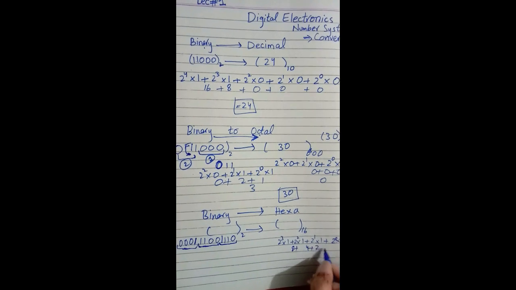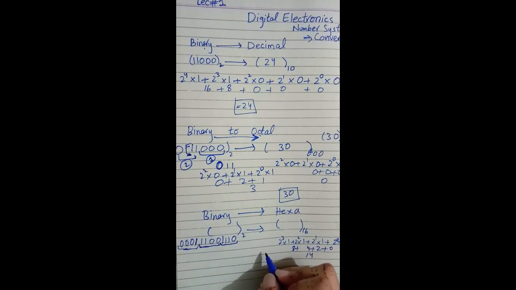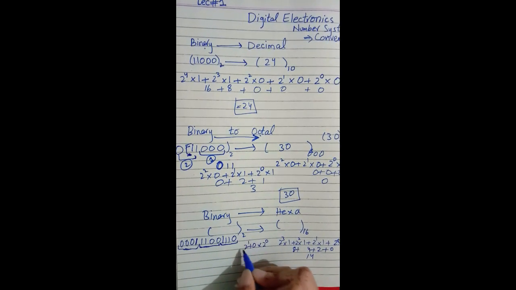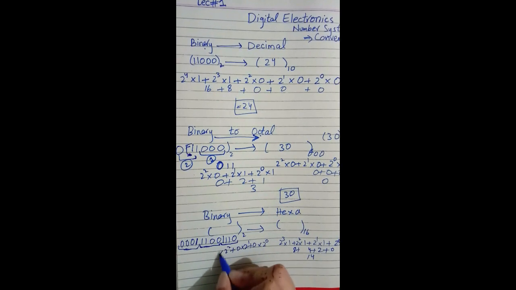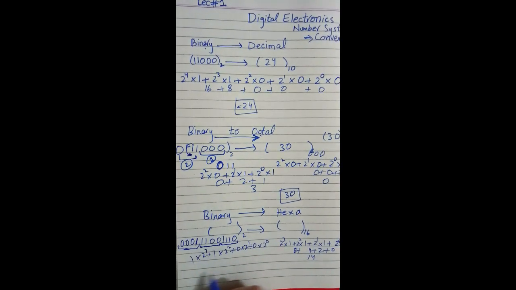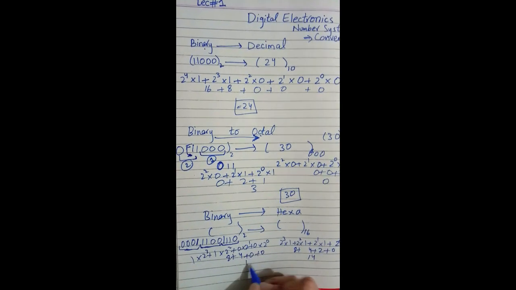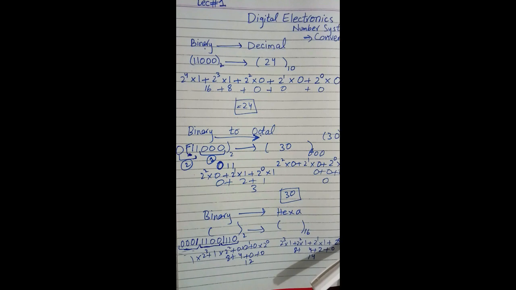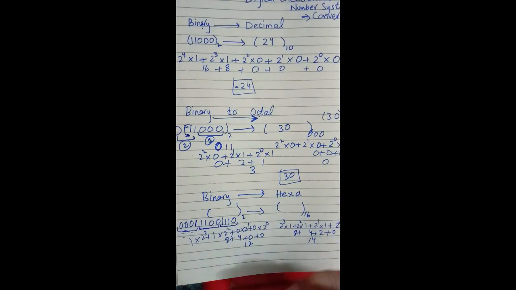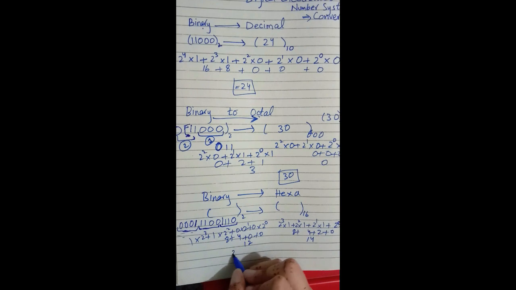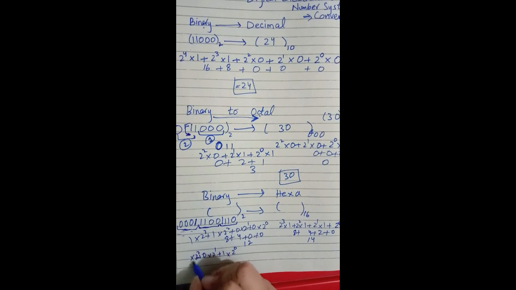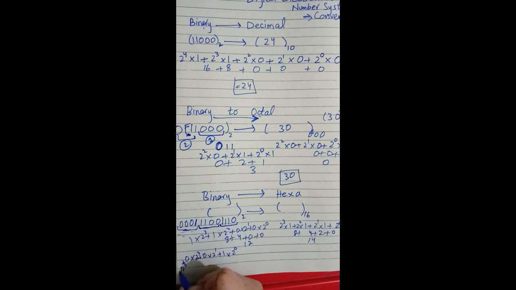For our next set we have 2 raised to power 0 multiplied by 0 plus 2 raised to power 1 multiplied by 0 plus 2 raised to power 2 multiplied by 1 plus 2 raised to power 3 multiplied by 1. For this we have 8 plus 4 plus 0 plus 0, that is 12. And for the last one, 0001, its answer will be 2 raised to power 0 multiplied by 1 plus 2 raised to power 1 multiplied by 0 plus 2 raised to power 2 multiplied by 0 and 2 raised to power 3 multiplied by 0. The final answer of this set is 1.